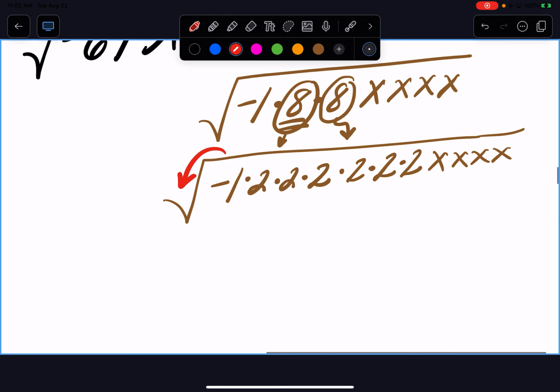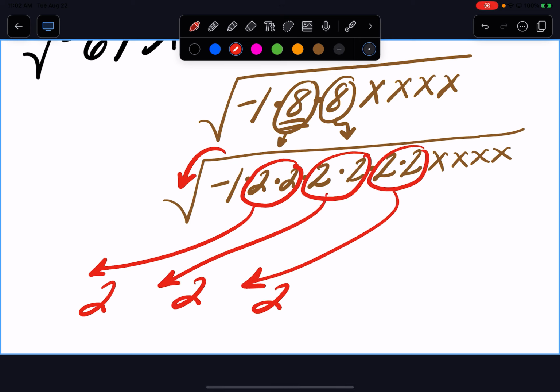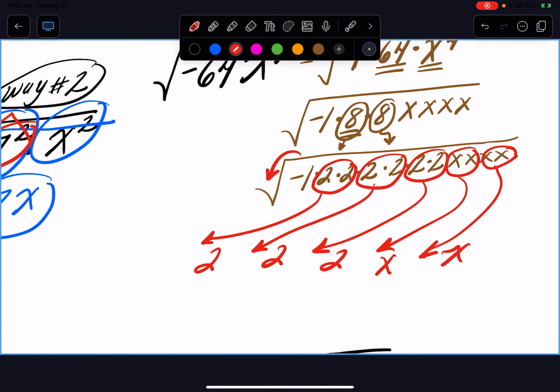So here we go. Let's circle it. We pull out a 2. We pull out a 2. We pull out a 2. Okay. We pull out x. We pull out x. Now, everyone, from here, what is the square root of negative 1? i. We pull out i. Yes, everybody? Was there anything left underneath that was not circled? No. So the radical is gone.